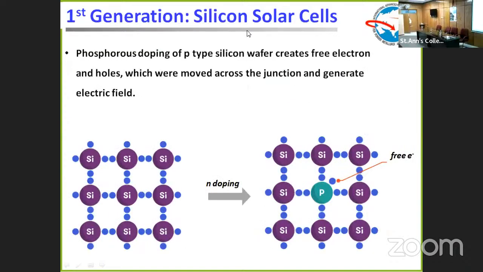Correct. So once you have a PN junction, then apply the suitable electrical contacts, electron and hole contacts, and make the device, and then the system is ready for conversion of the sunlight.